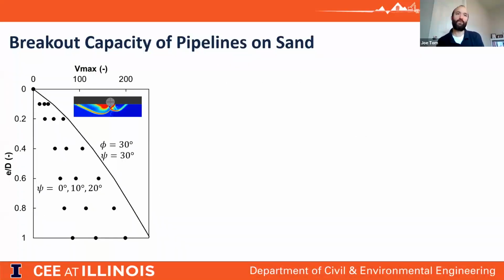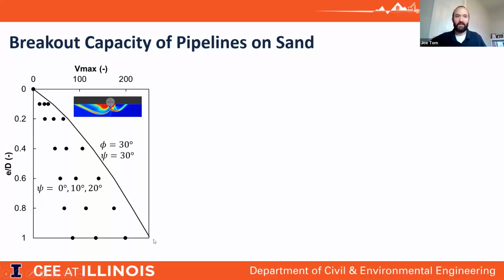So in terms of some of the results, looking here, on the x-axis is the calculated vertical bearing capacity, and on the y-axis is sort of wished-in-place embedment. So this is the capacity as you increase the embedment of the pipeline incrementally.